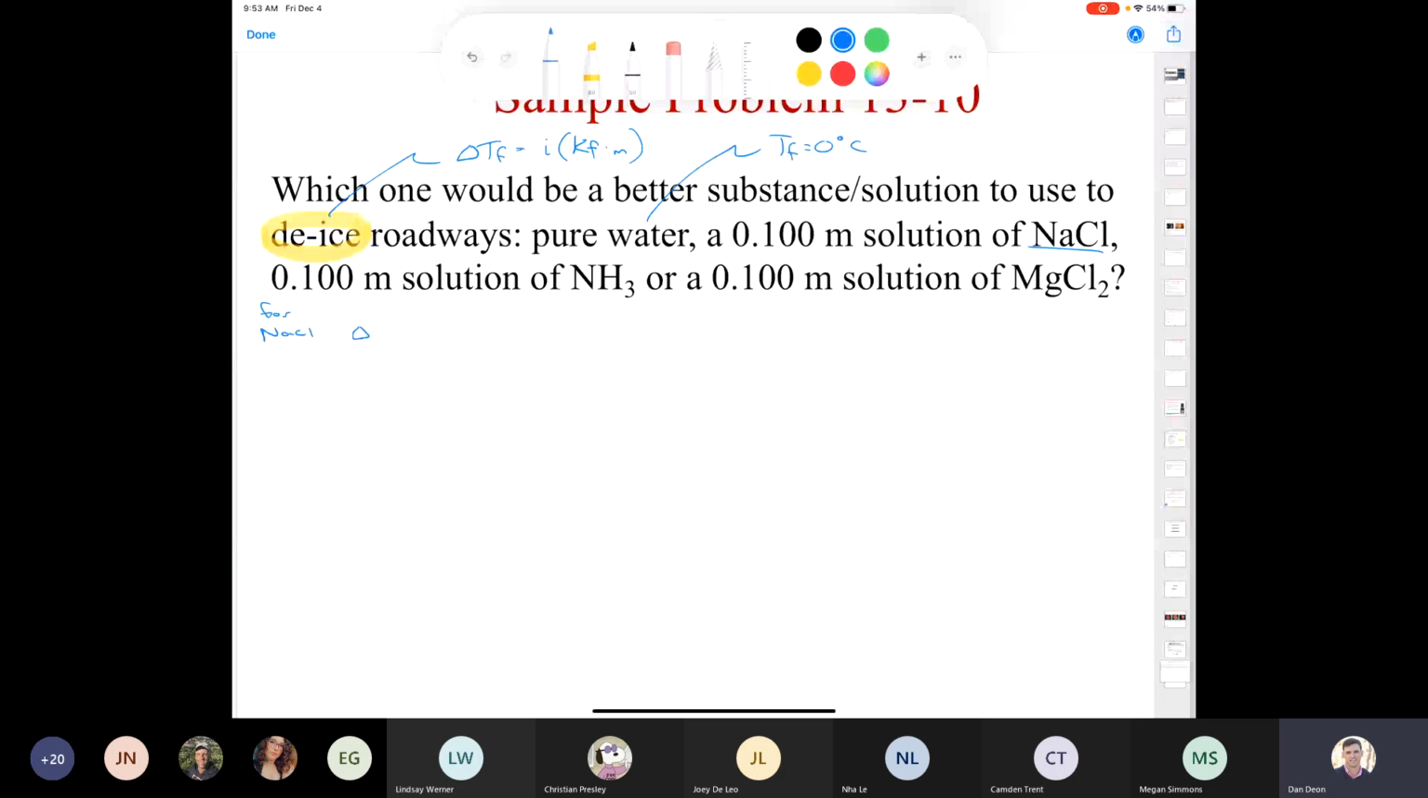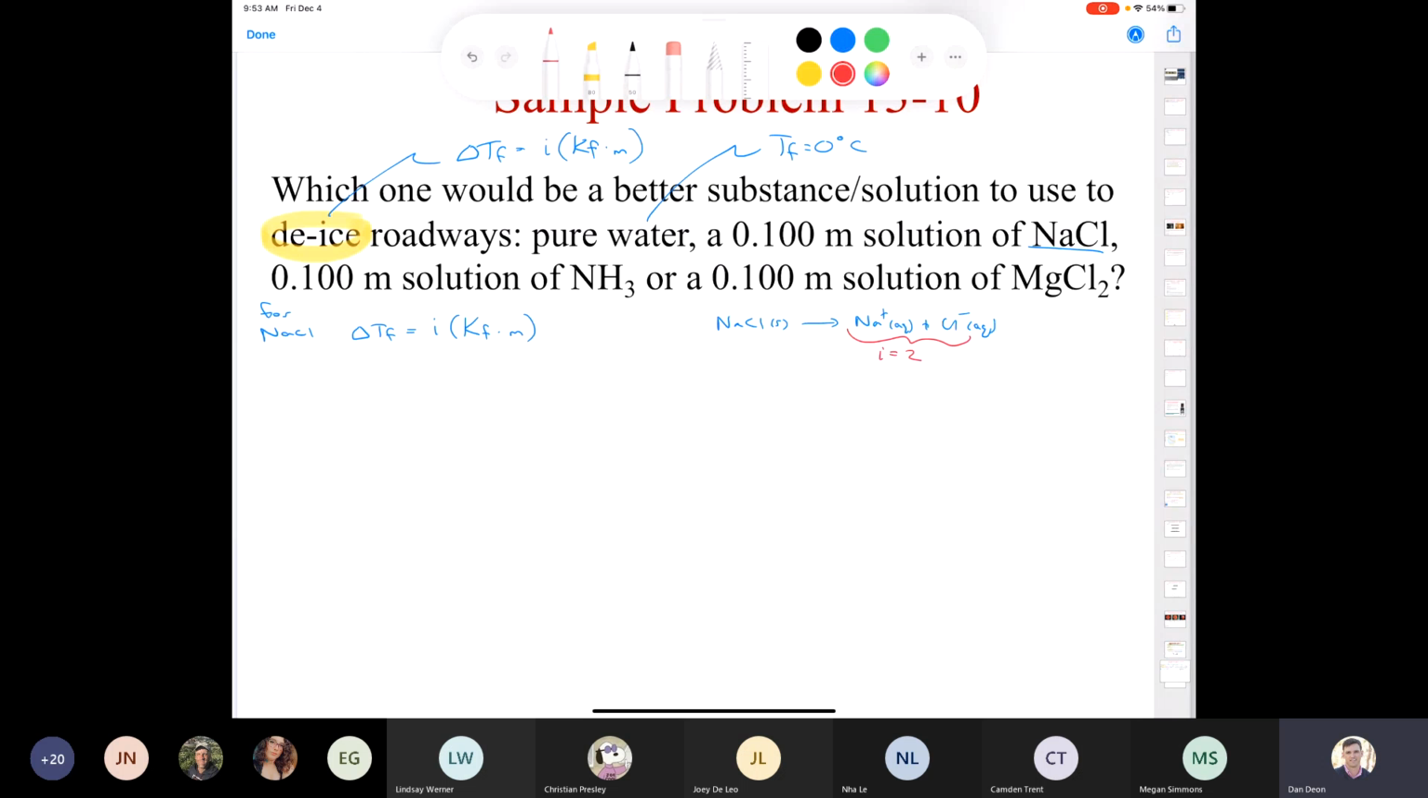Our delta TF is going to be equal to the Van't Hoff factor multiplied by our freezing point depression constant multiplied by our molality. Who could tell me what the Van't Hoff factor i is for sodium chloride? And we already looked at it. Yes, thanks, Sierra. Thanks, Blake. Yeah, the answer is 2, right?